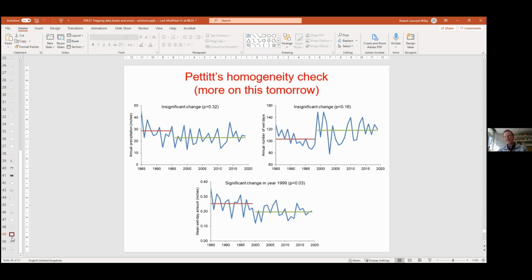Sometimes the Pettitt test can also be used to look for breakpoints in data as a preliminary screening, just to see whether there's an apparent change in the data that you might then afterwards be able to explain by reference to station metadata.